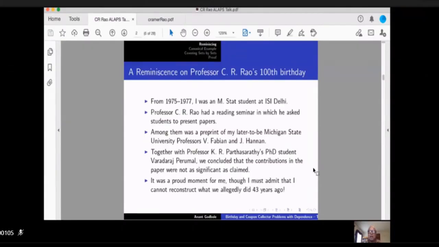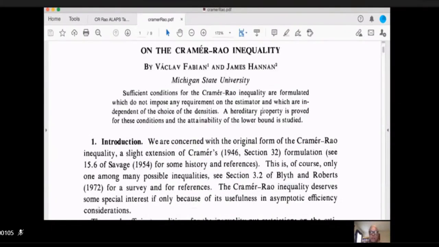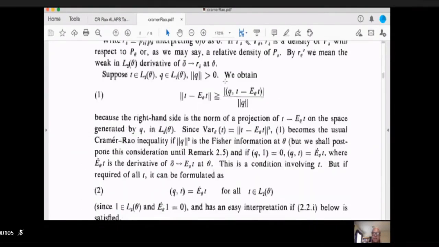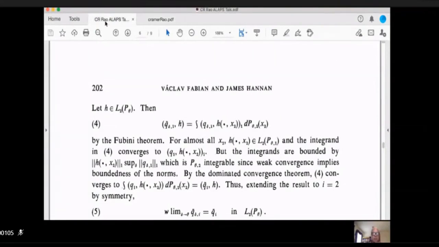And it was really a happy moment for me, but I got the paper a few weeks ago and tried to reconstruct what it is that we had done. And I'm sorry to report that I could not reconstruct what had been done. But let me toggle to the paper itself. It appeared soon afterwards in the Annals of Statistics, Volume 5, 1977. And the claim here is that there are sufficient conditions which are weaker than the traditional ones. And what Peru and I came up with was an argument that they were in fact equivalent. But as I said, I've been away from statistics for at least 30 years, and it was not an easy thing for me to do.